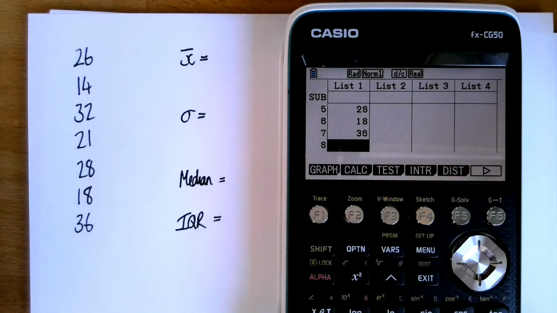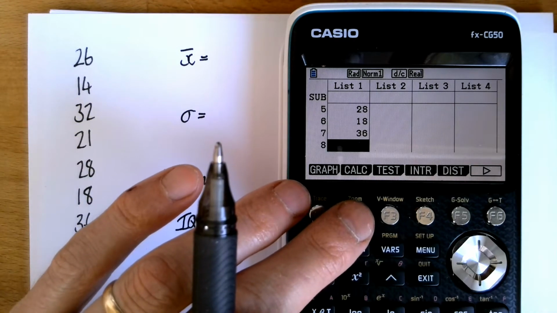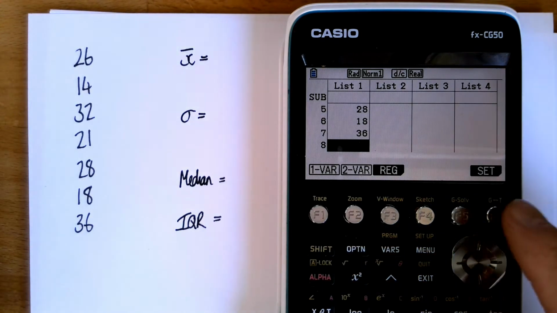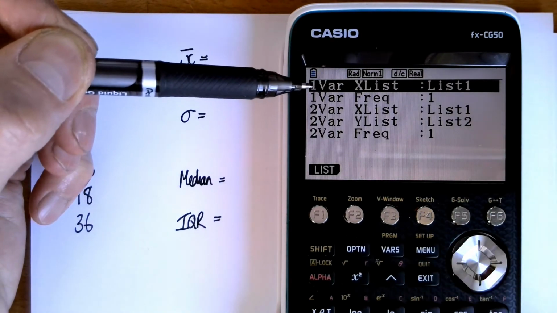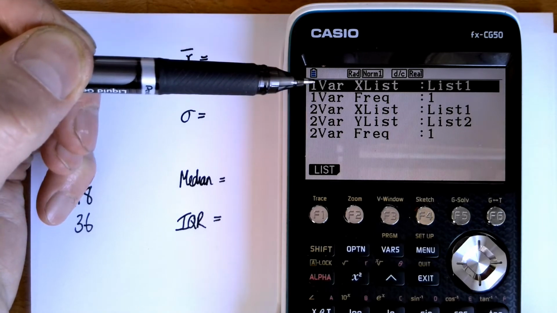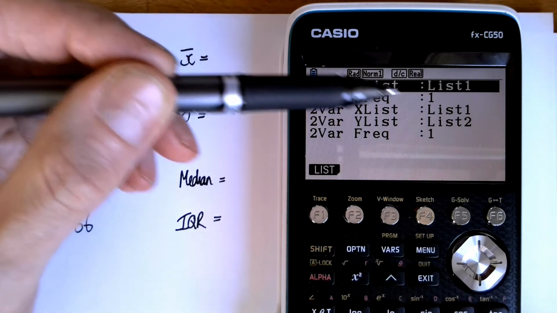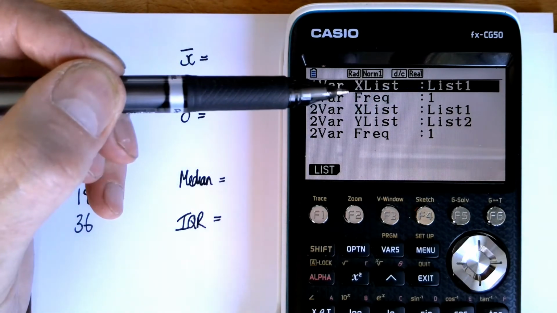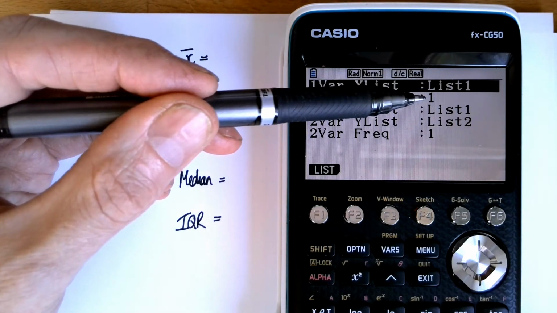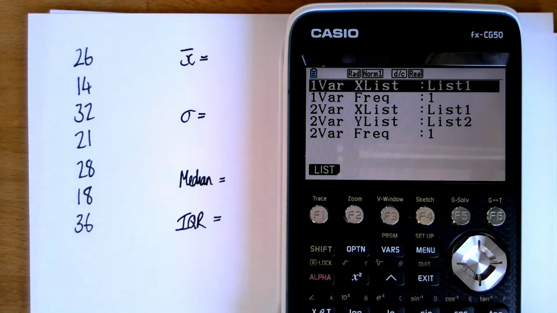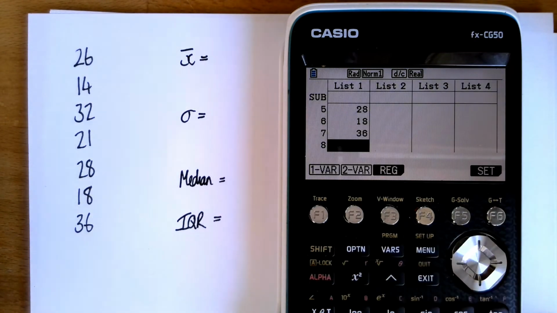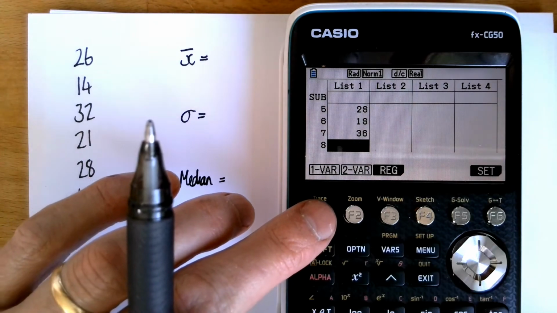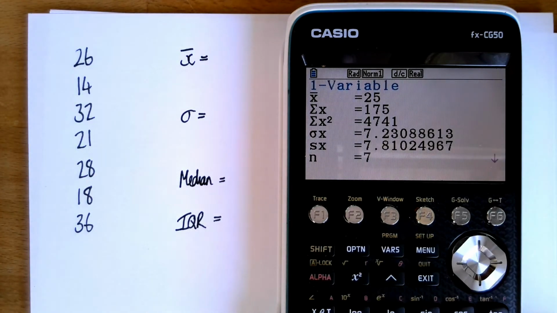So the first thing we need to do is to tell it that this is just a list of numbers. So I'm going to go to Calc and Set, and I'm just going to make sure that it says this is one variable data, not two variable data, and my list of values is in list 1, and their frequencies are 1. There's just one of each of those values. So that's all good. So I'm going to press exit, and then I'm going to go to 1-Var, and it gives me all the data I need.